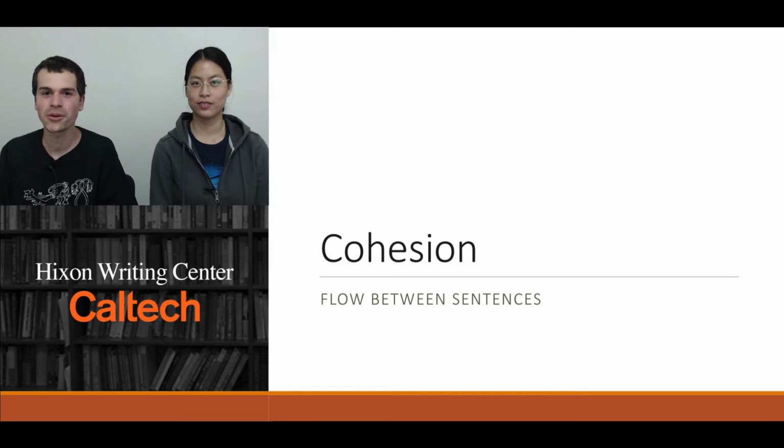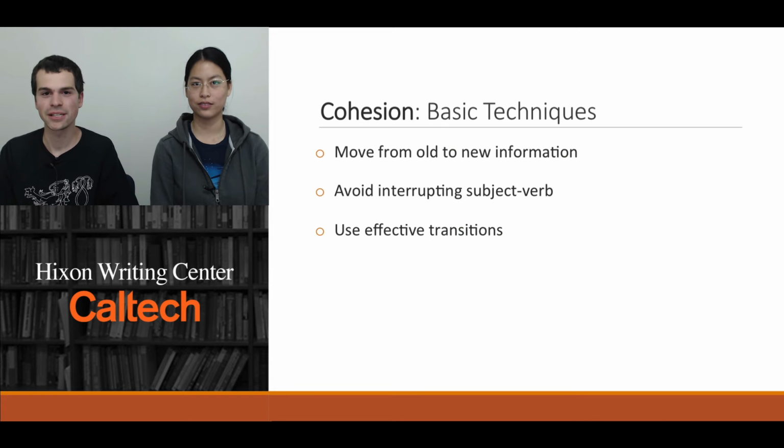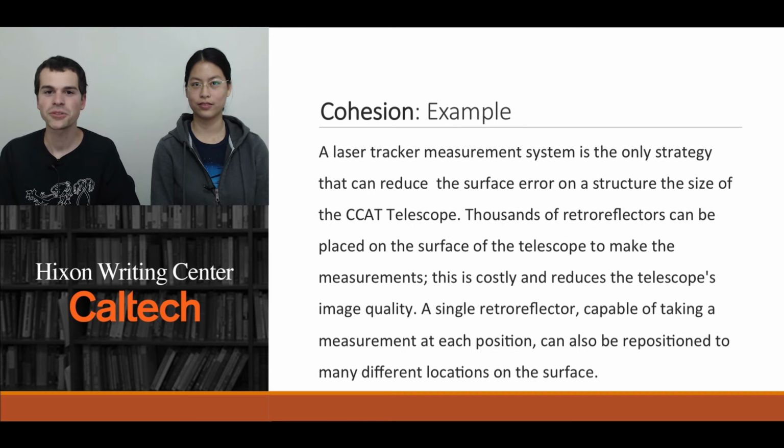Now we're going to talk about cohesion, which is flow between sentences on the paragraph level. Here are 3 basic techniques which can help your paper become more cohesive: moving from old to new information, avoiding interrupting the subject and the verb, and using effective transitions. We're going to illustrate these 3 techniques with an example. This example was taken from a student's undergraduate research proposal.